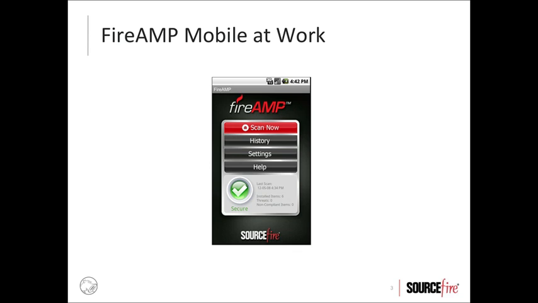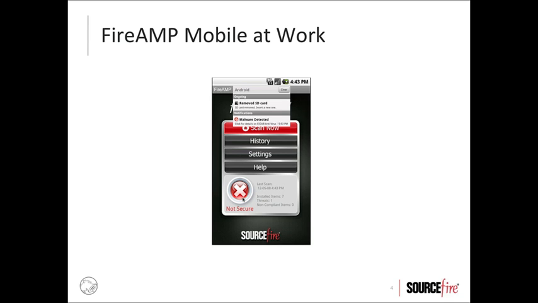To demonstrate how FireAMP Mobile works, I'd like to walk you through a quick demo. What you see here is the main FireAMP UI that displays on a phone. Notice the status here is green because there's no threats on it right now. What I'll do next is push a sample of malware onto the device, and in which case this is iCar, and we'll see what happens next.